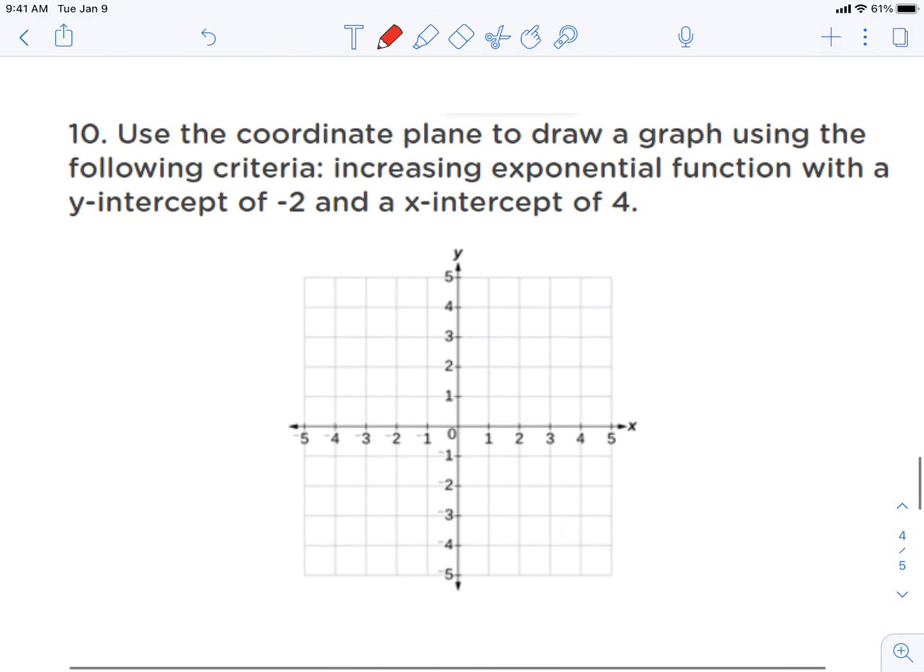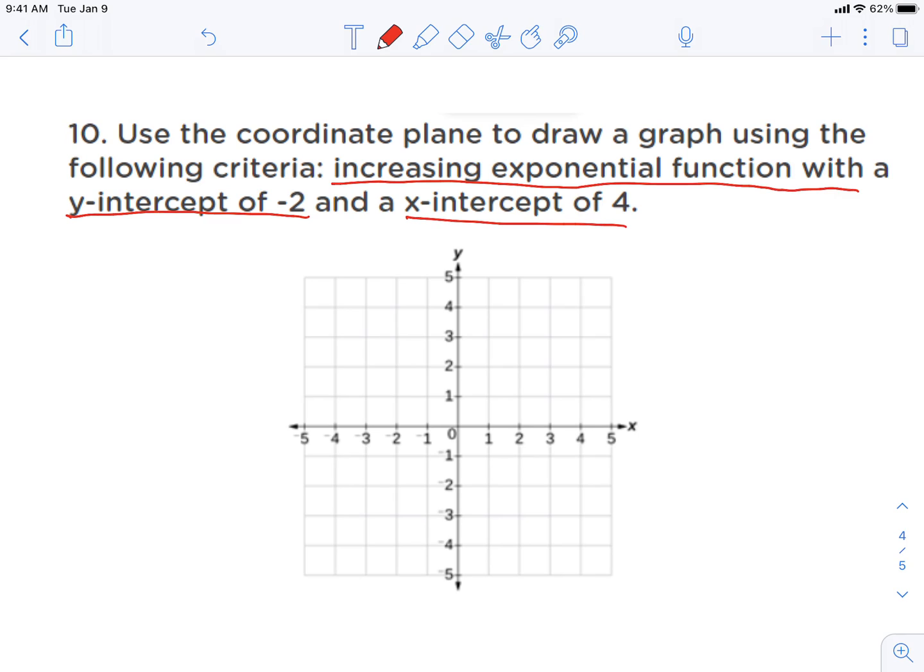Number 10, it's going to make us use our brain a little bit. It says use the coordinate plane to draw a graph using the following criteria. Increasing exponential function with a y-intercept of negative 2 and an x-intercept of 4. So we know it has to go through the y-axis at negative 2, so put a point there. We know it has to go through the x-axis at positive 4, like that.